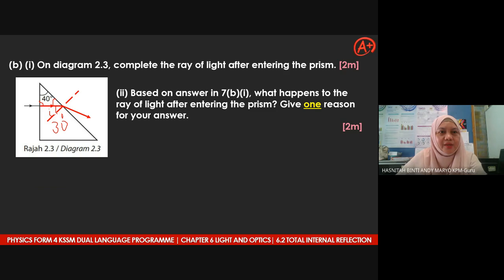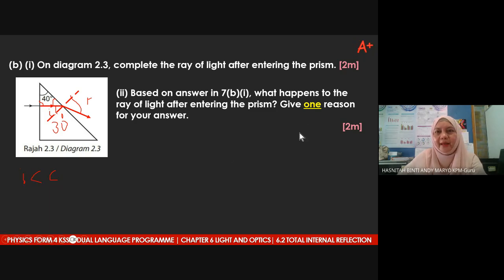So what is the situation now? Is I greater than C, less than C, or equal to C? I is now less than C. C is the critical angle, 42. I is 30 degrees. So what happens? Refraction occurs. It will refract away from the normal, moving in this direction. So this will be our angle of refraction. So this is the correct diagram. It refracts into the air away from the normal.